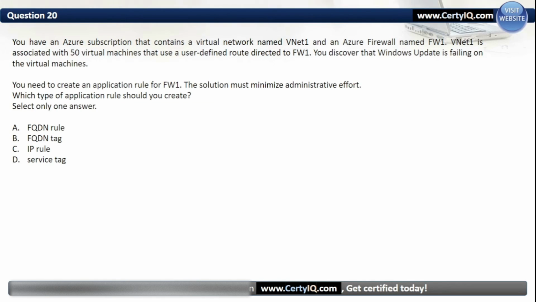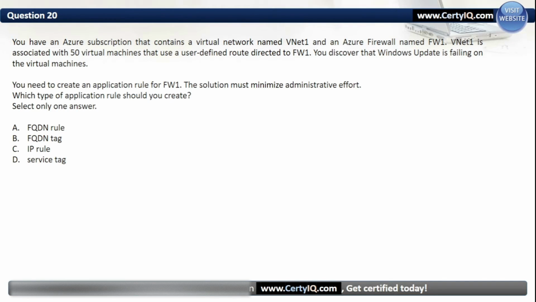Question 20. You have an Azure subscription that contains a virtual network named VNet1 and an Azure Firewall named FW1. VNet1 is associated with 50 virtual machines that use a user-defined route directed to FW1. You discover that Windows Update is failing on the virtual machines. You need to create an application rule for FW1. The solution must minimize administrative effort. Which type of application rule should you create?